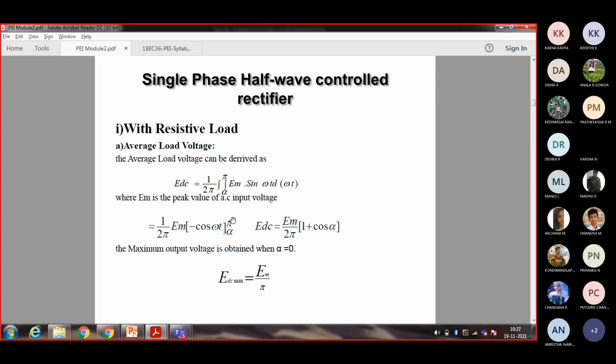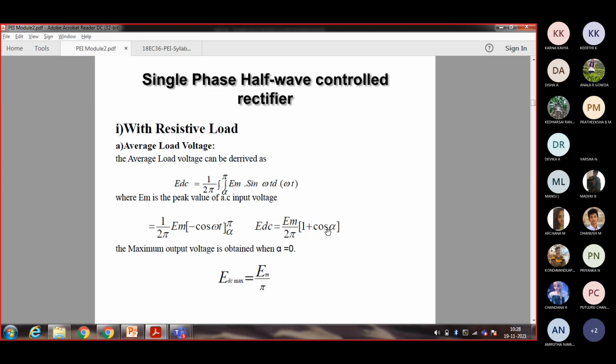Which will be equal to, when you go for integration, 1 plus cos alpha. Em divided by 2 pi, 1 plus cos alpha. You should know the value of cos pi, and what angle alpha you are going to give. Cos pi is going to be minus 1, and you have alpha. So 1 plus cos alpha. The maximum output voltage is obtained when alpha is equal to 0. When alpha has some value, it keeps on decreasing.